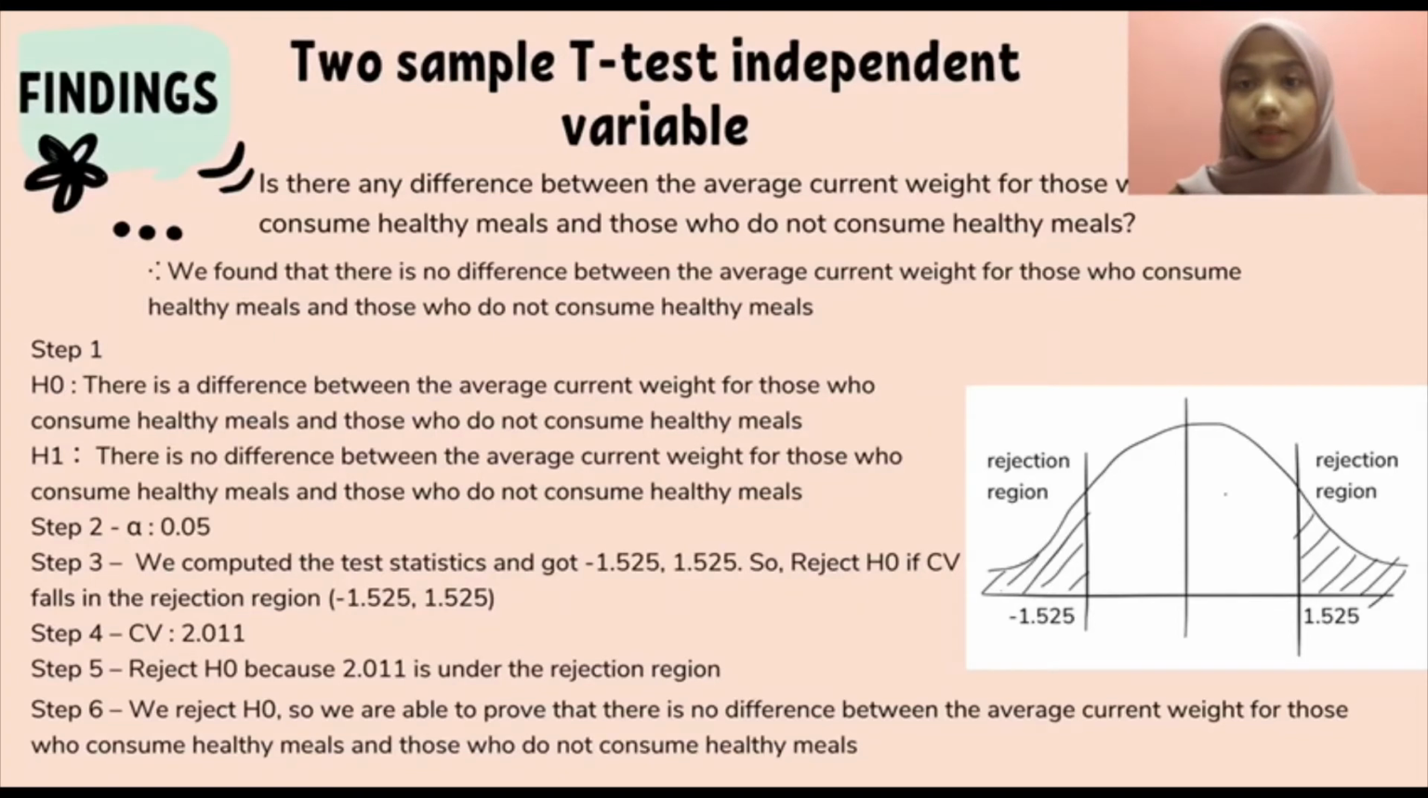For step 4, we compute our critical value and we got 2.011. For the next step, we reject the null because the critical value falls under the test statistic, which is 2.011. For the last step, we interpret that we reject the null so that we can prove that there is no difference between the average current weight for those who consume and do not consume healthy meals.